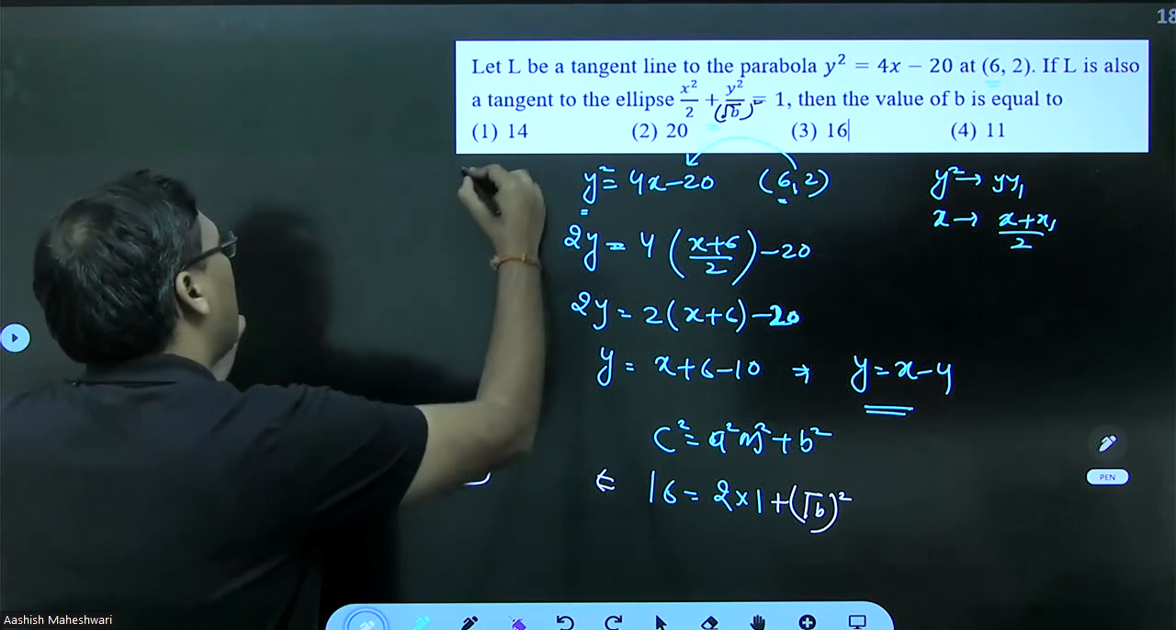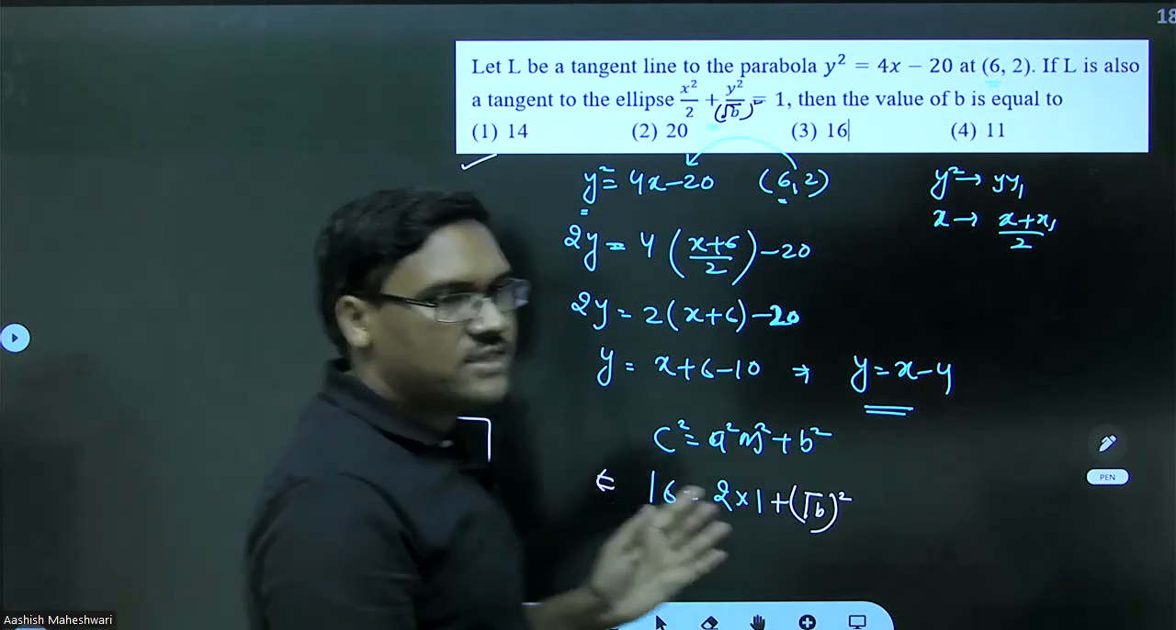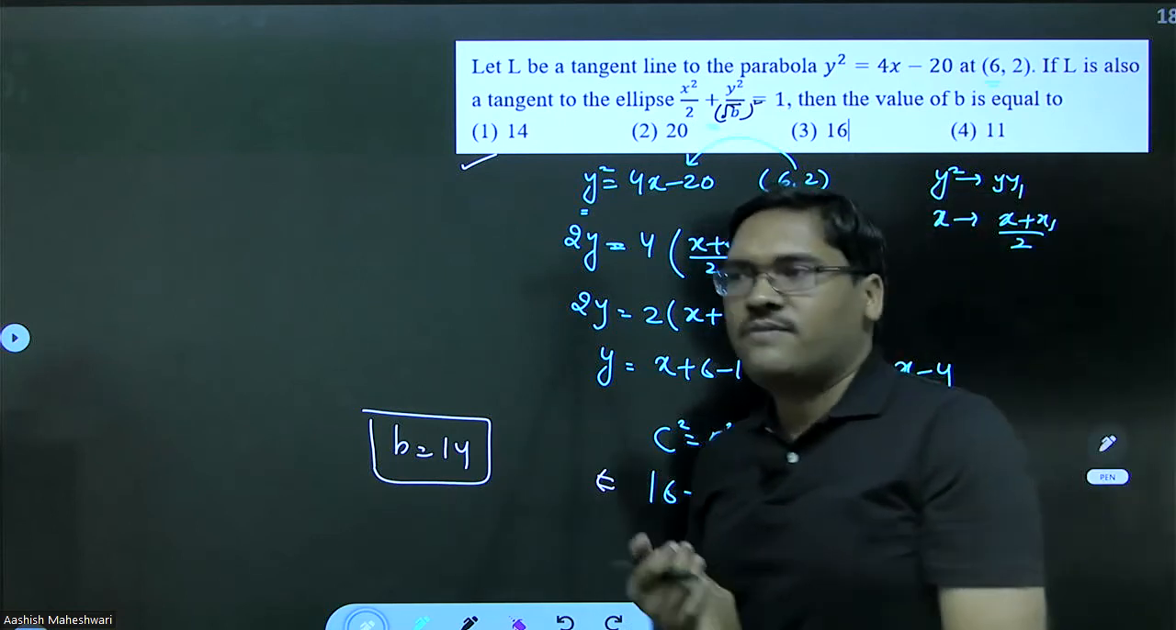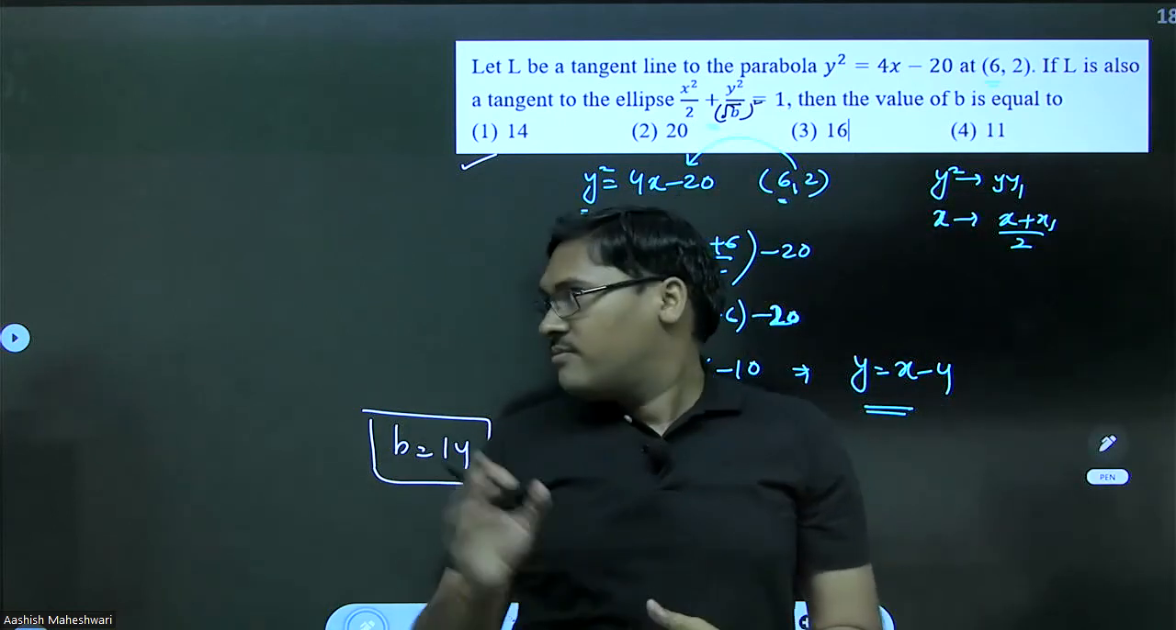So what is the answer? Option A is the answer. It is an easy question, simple question, right? So I hope we have understood all the concepts which we have discussed for ellipse, and it was a good revision.